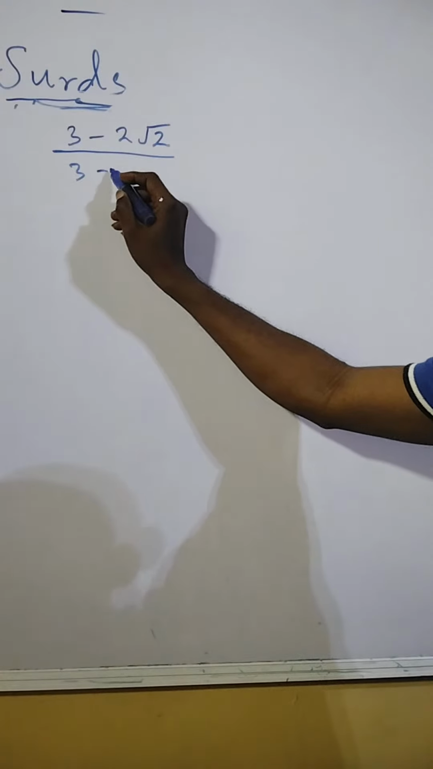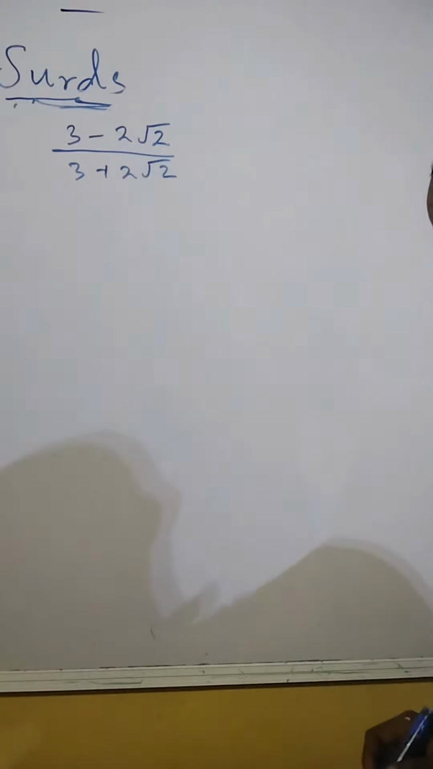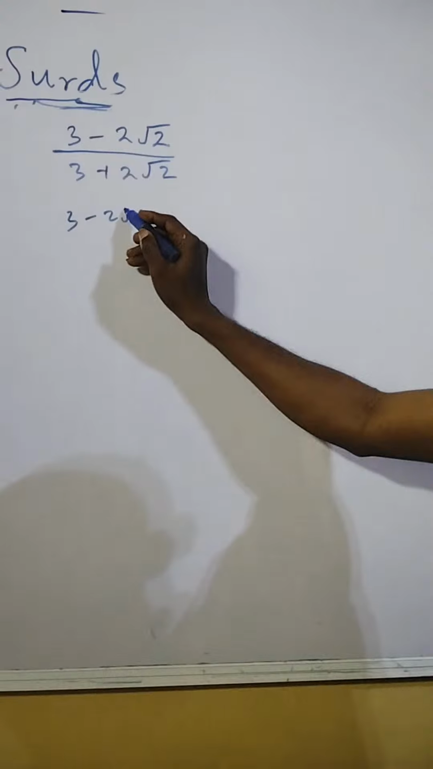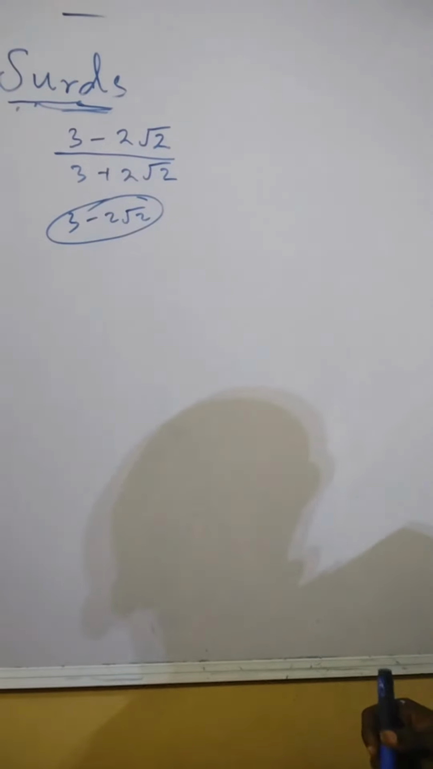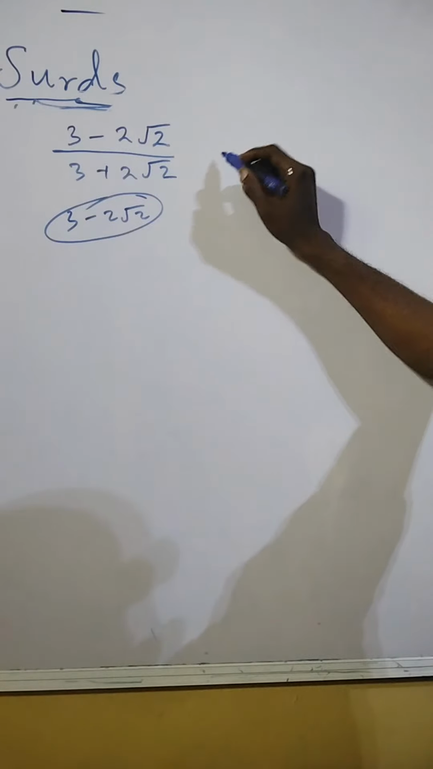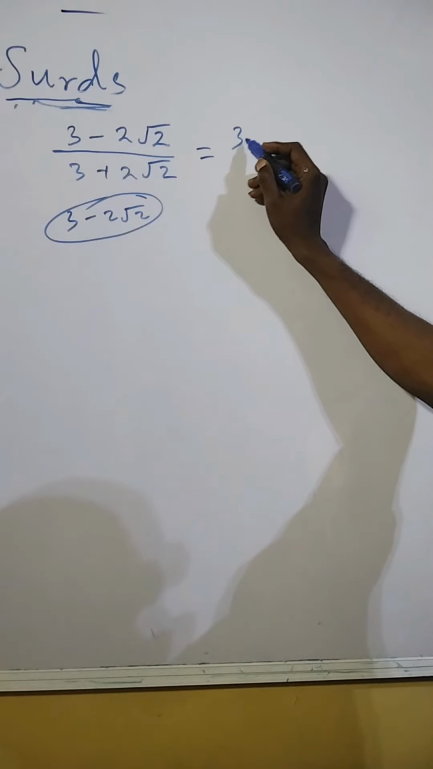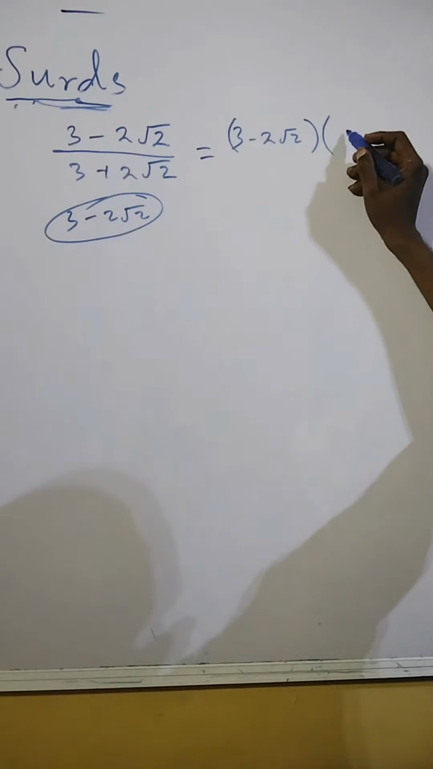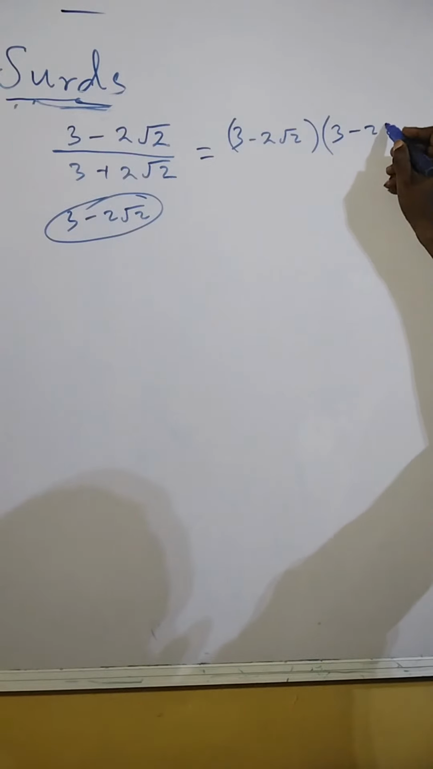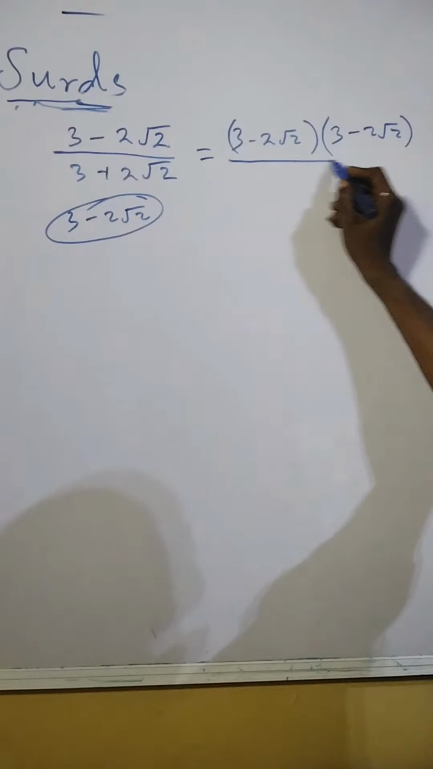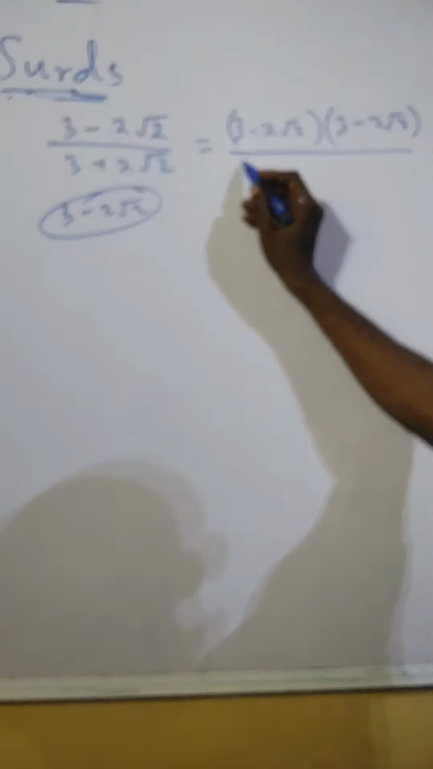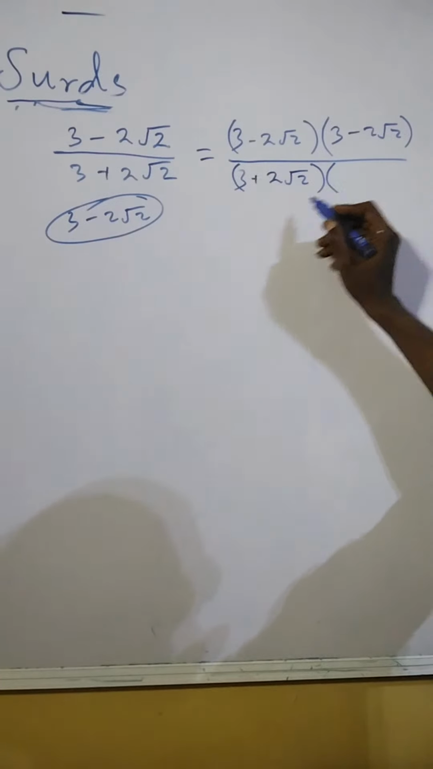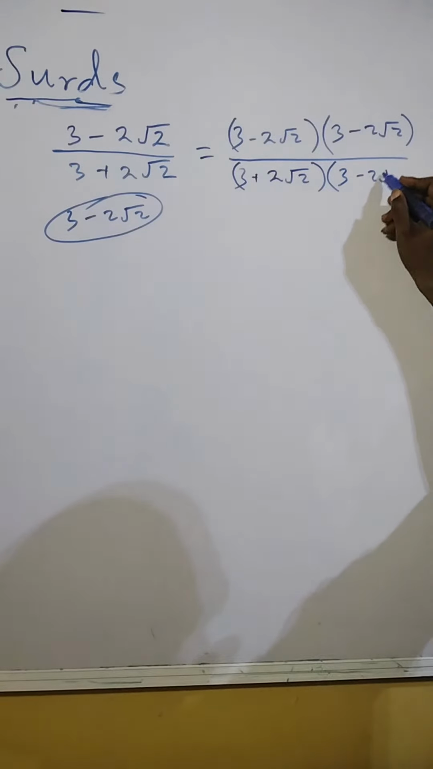And the question given, we have 3 minus 2 root 2 over 3 plus 2 root 2. So now when we solve, the conjugate of the denominator is the first thing we recognize, and that's 3 minus 2 root 2. So we use this conjugate to multiply the numerator and denominator. So this now becomes 3 minus 2 root 2 multiplied by the conjugate, which is also 3 minus 2 root 2, then divided by 3 plus 2 root 2 multiplied by the conjugate, which is 3 minus 2 root 2.